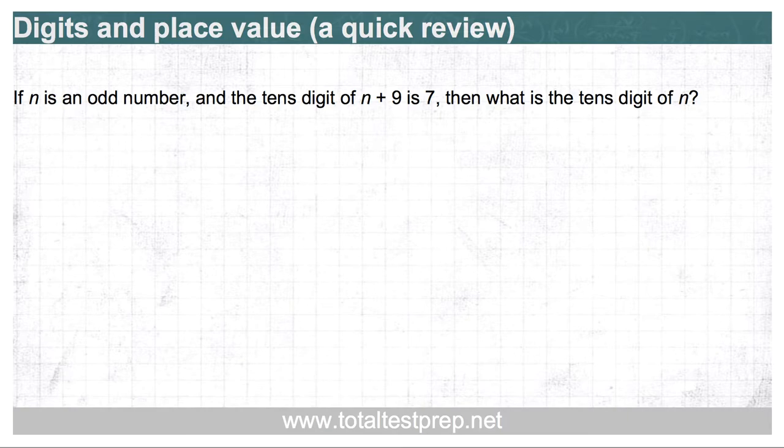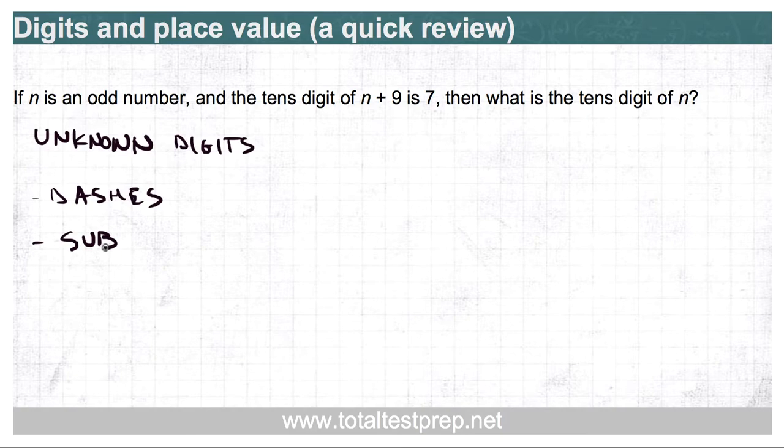Okay, so the question is, if n is an odd number, and the tens digit of n plus 9 is 7, then what is the tens digit of n? Again, we're dealing with unknown digits, and whenever you're dealing with questions with unknown digits, make dashes for the place values and sub in. Generally, this is the best way to go through these questions.